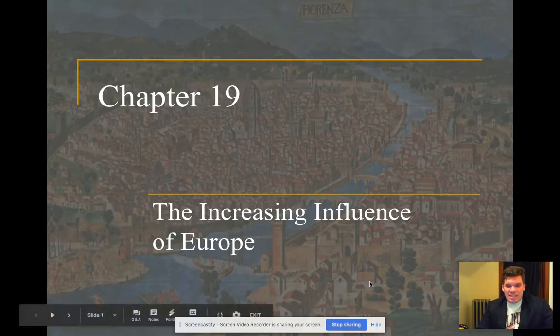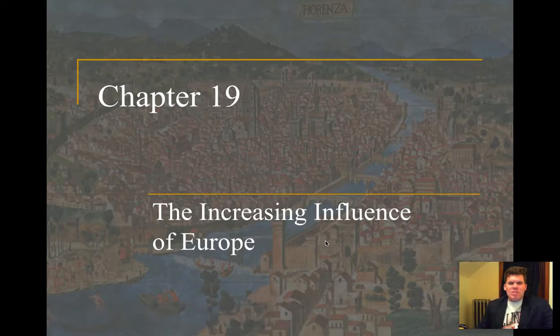Chapter 19, The Increasing Influence of Europe. This goes along very well with the earlier chapter. The exact number of it is escaping me right now, but it basically picks up where it left off, obviously, because it's Europe. And it kind of leads us very closely to the Renaissance period in Europe. However, it doesn't quite get there.